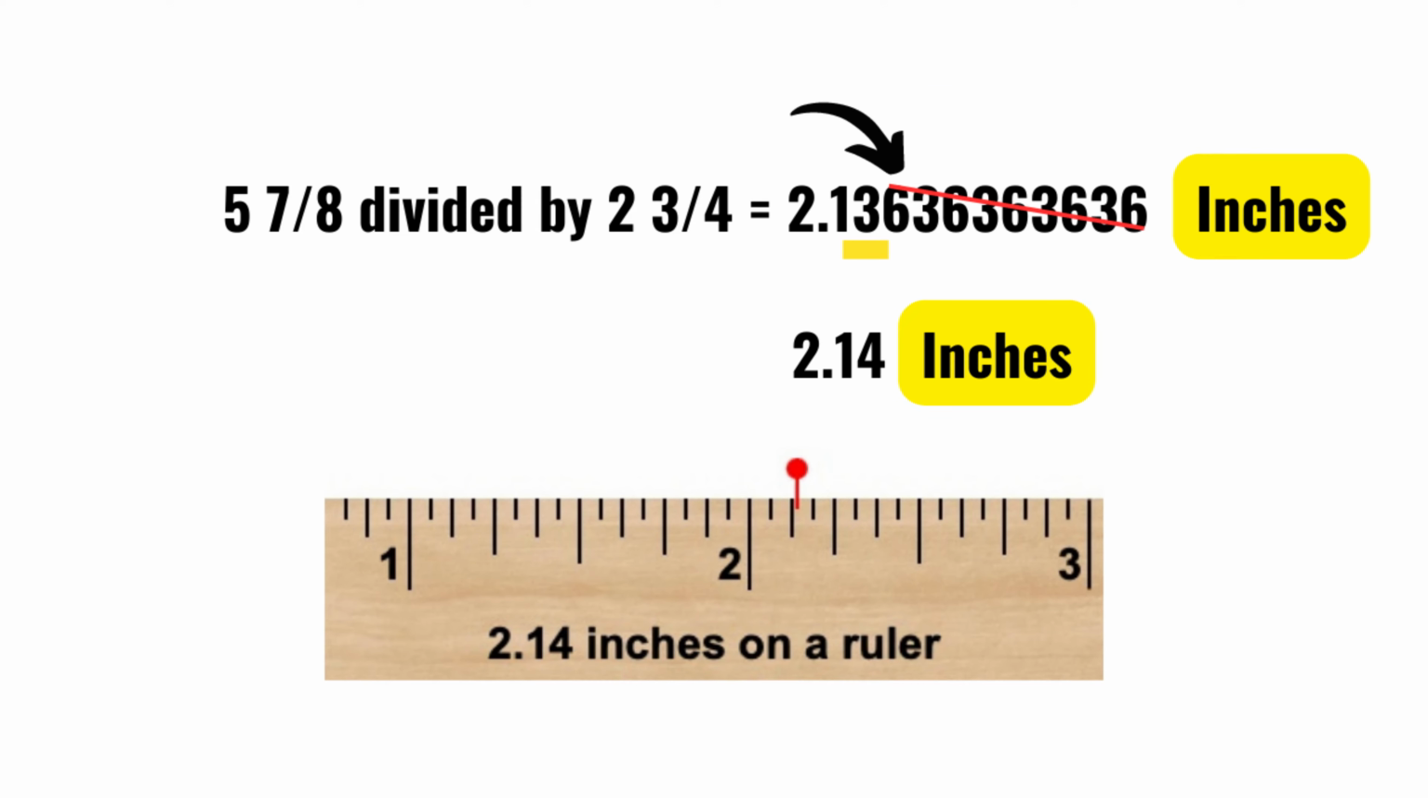Let's try another one. 5 7/8 divided by 2 3/4 equals 2.136363. Anyway, so you guys got the point. So we look next door and it's a 6. So what that means is we have to make 3 a 4 and everything else gets dropped. So it becomes 2.14. If you look at the measuring tape, you're going to notice that it is in between marks.